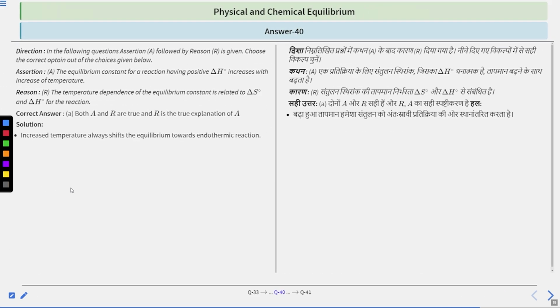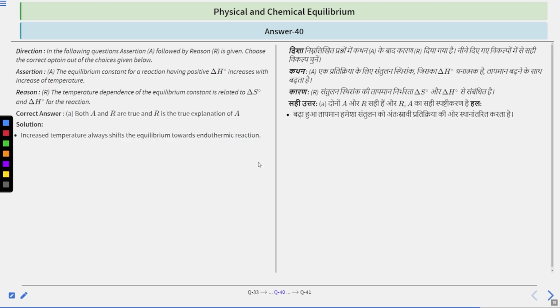Okay, so the correct answer is option A, that is both A and R are true, and R is the true explanation of A. Increased temperature always shifts the equilibrium towards the endothermic reaction, and the equilibrium constant for a reaction having positive delta H naught, that is for an endothermic reaction, increases with the increase of temperature. Yes, it is true because the equilibrium constant depends on the temperature. So if temperature increases, the equilibrium constant will increase. And the reason, that the temperature dependence of the equilibrium constant is related to delta S naught and delta H naught for the reaction, is also true. So both A and R are true, and R is the true explanation of A. Hence our correct option is option A.